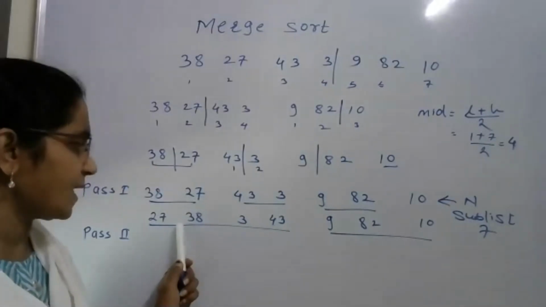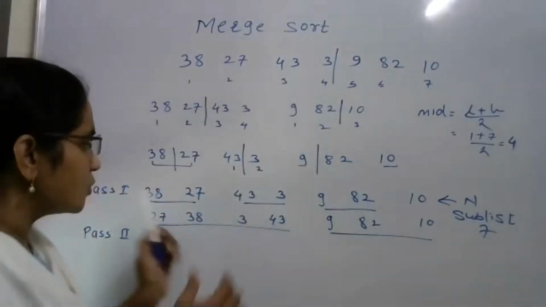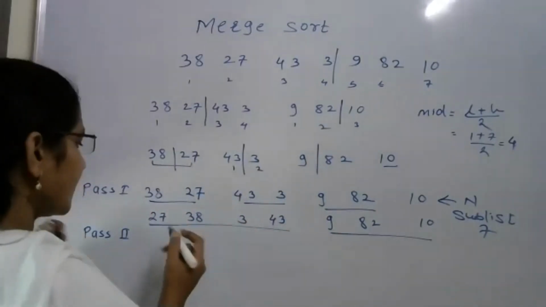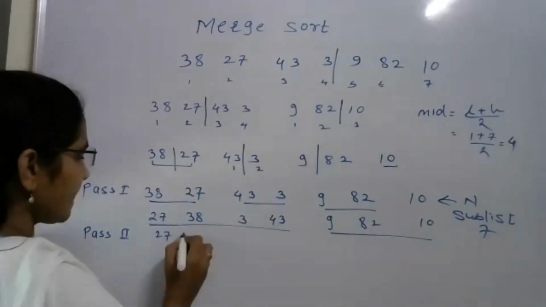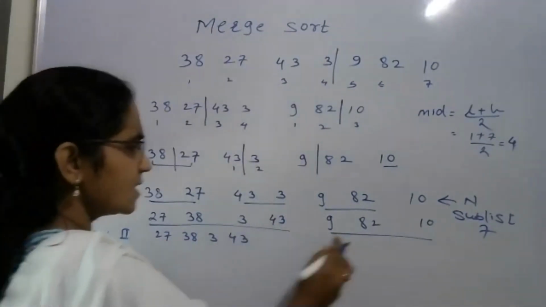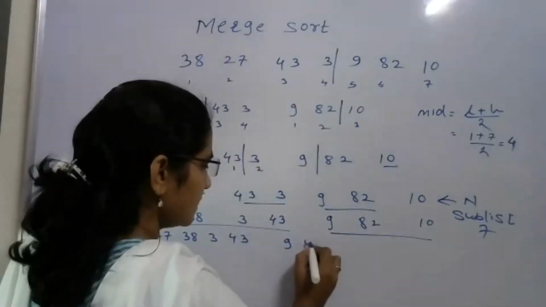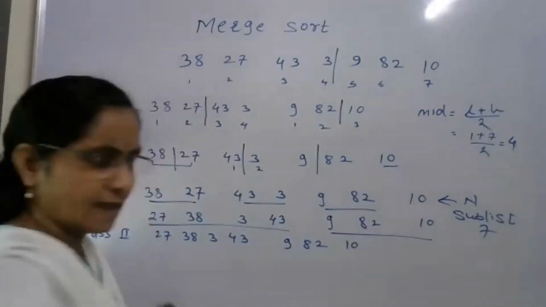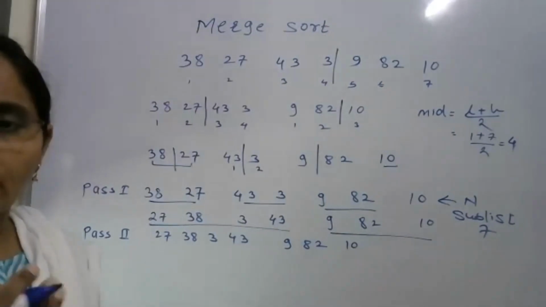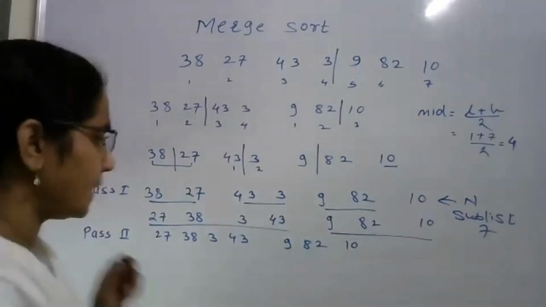See, this is one pair, this is a second pair. So you combine the pairs of pairs so that you will get the elements 27, 38, 3 and 43 in one list, and in the second list 9, 82 and then 10. Okay, and now you have to make all the elements in ascending order.